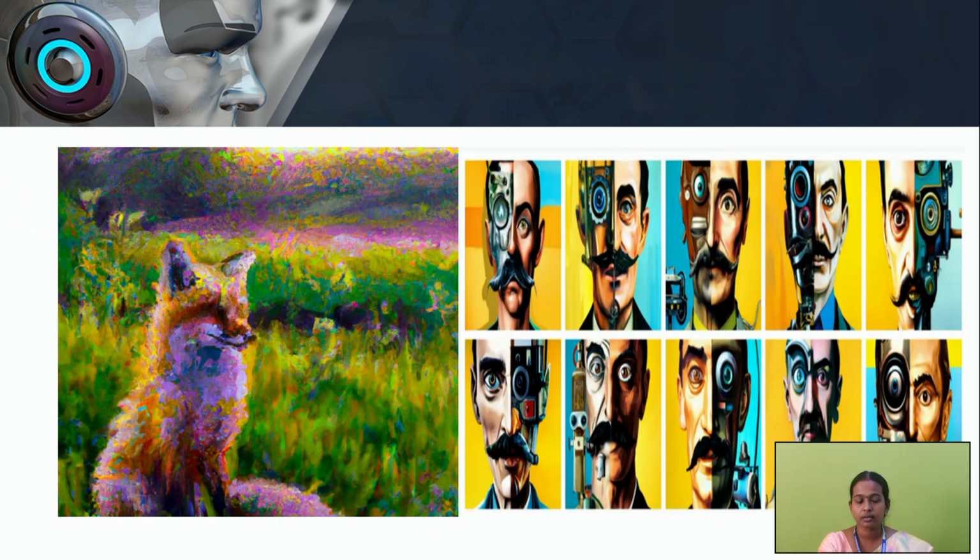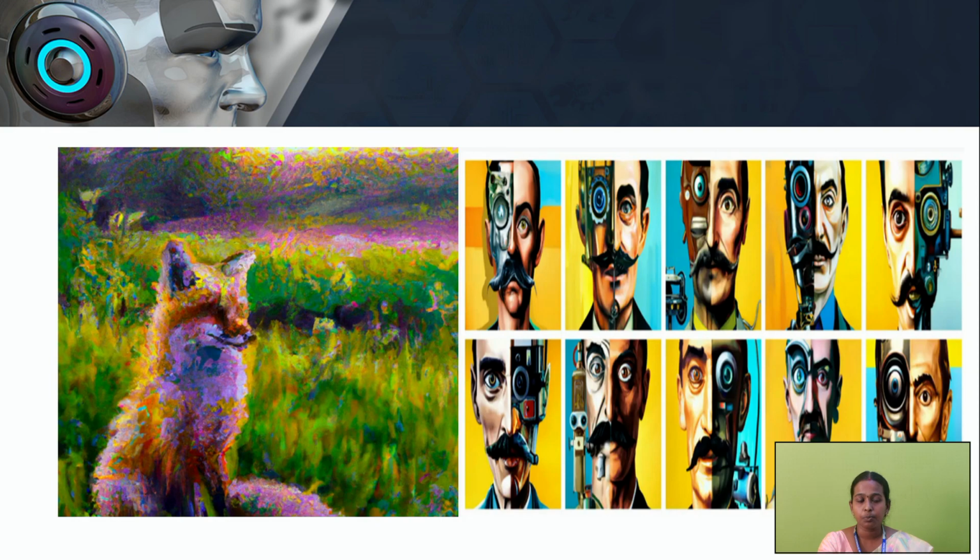Here you can see an image. It is actually a painting. You can see that it is not created by a painter or a man. It is actually artificially created. It is a computer generated image. The drawing of a fox is created.